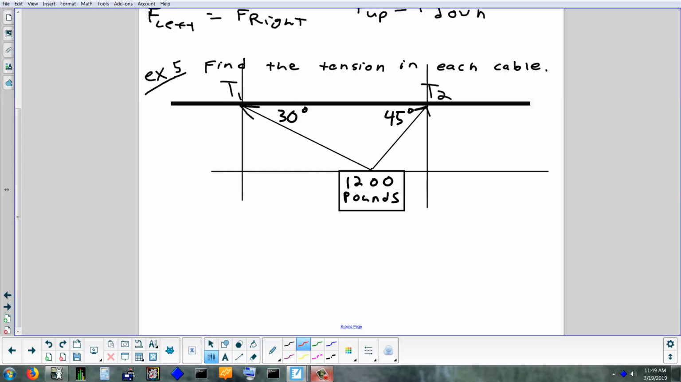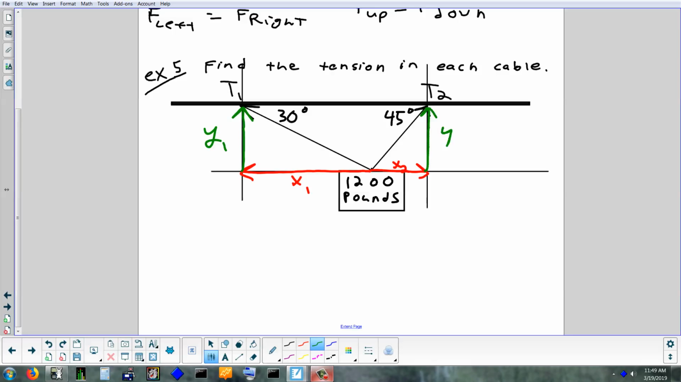Okay. So let's call this component x1. That's the horizontal component for cable 1. Let's call this x2. I'll just put it up here. That's the horizontal component for cable 2. I'm going to call that one y1. That's the vertical component for cable 1.